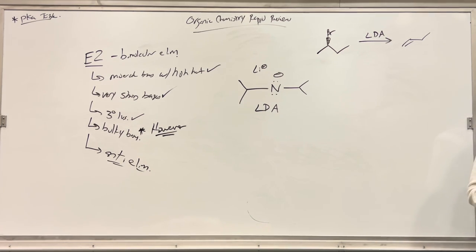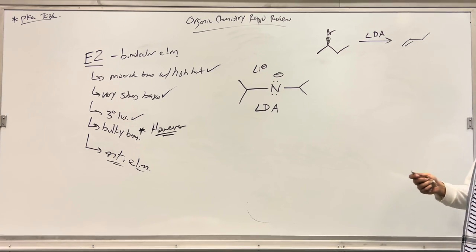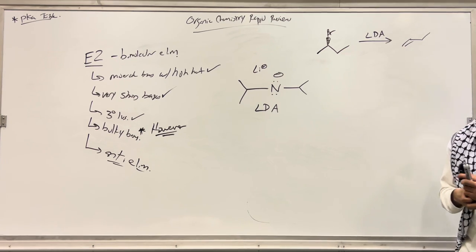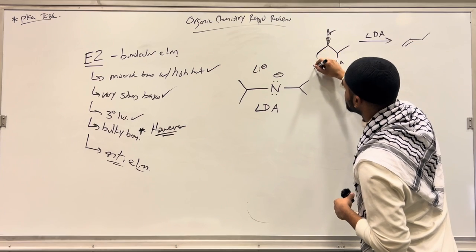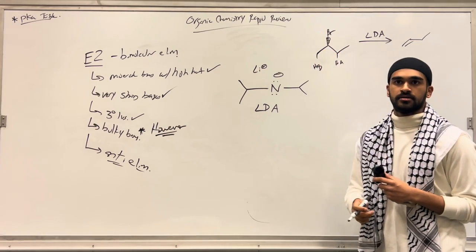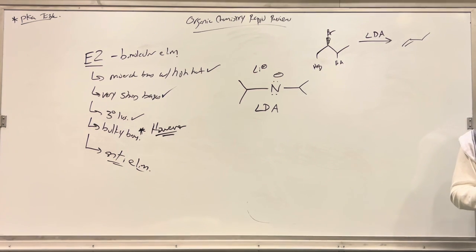Why? The base is bulky, so it is going to find the least populated area of the molecule to steal its hydrogen from. So instead of taking the hydrogen here, it will take the hydrogen here. This is called a what? A kinetic or a thermodynamic product? Kinetic. This is called a kinetic product.